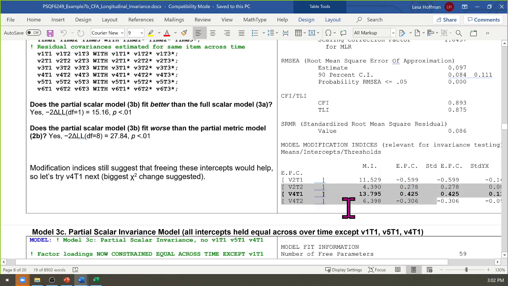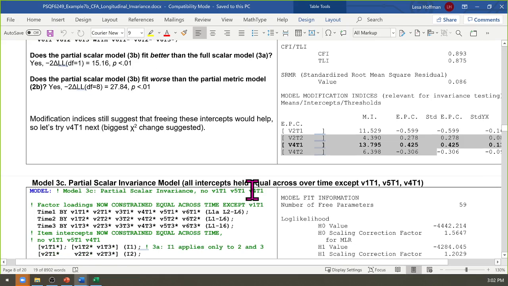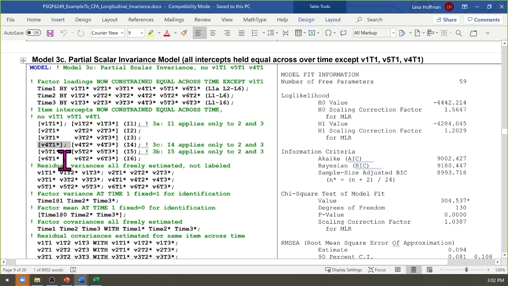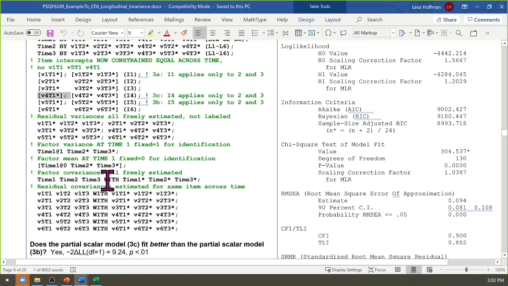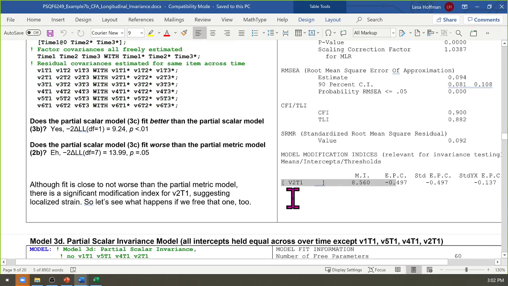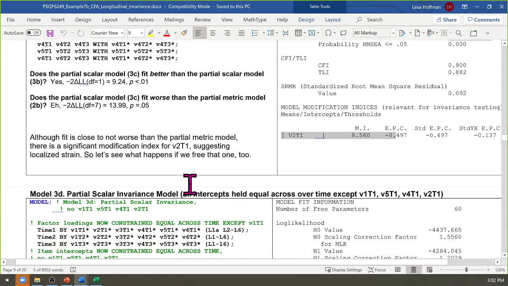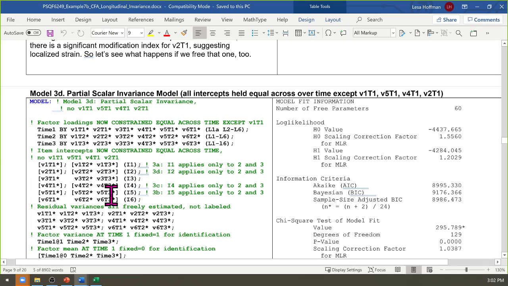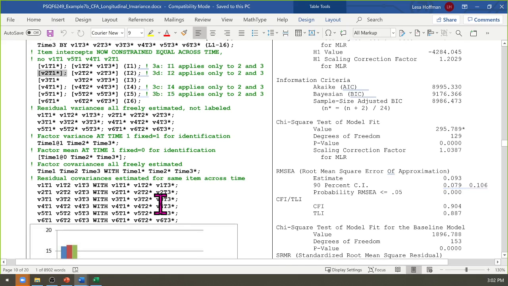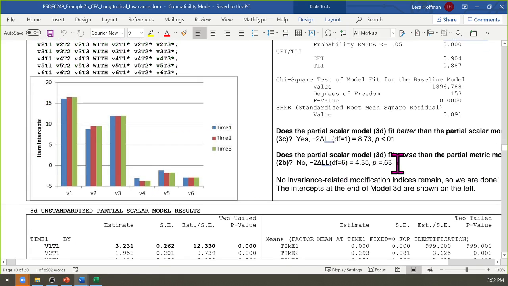Item 4 at time 1. Okay, let's do that one. Do the same thing. Break off item 4 at time 1. Is it still worse? Right at 0.05. Let's look at the voodoo. There's still one more that wants to be free for item 2 at time 1. So we add that one, split that one off, go through again, do the fit comparison, and finally, at scalar D, we're okay.